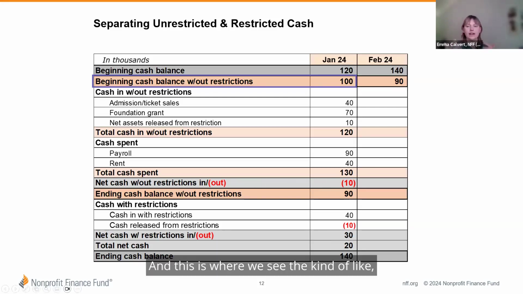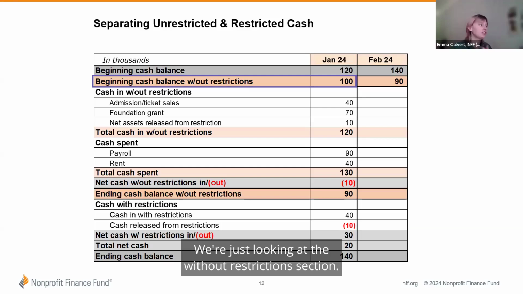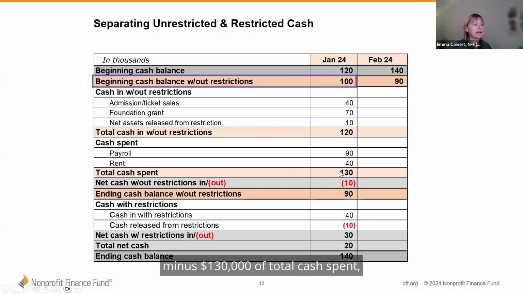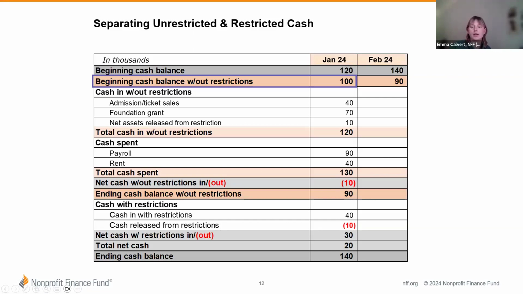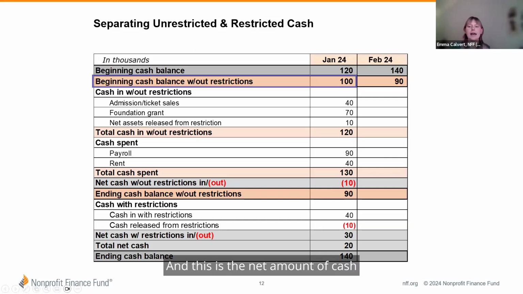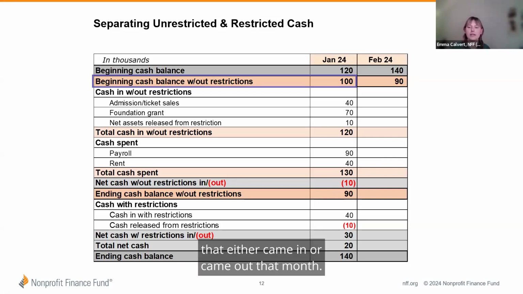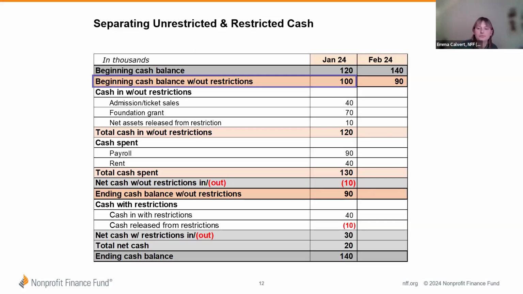And this is where we see the added layer of nuance. So how do we get that number? We're just looking at the without restrictions section. So the total cash in without restrictions is $120,000 minus $130,000 of total cash spent, and we get that -10. This is the net amount of cash that either came in or came out that month. And once again, in this case, $10,000 went out in January.